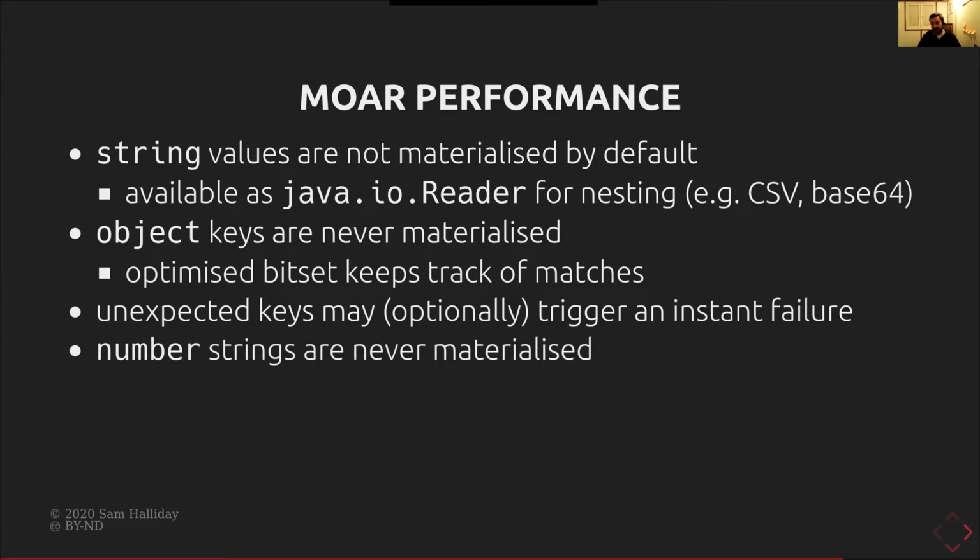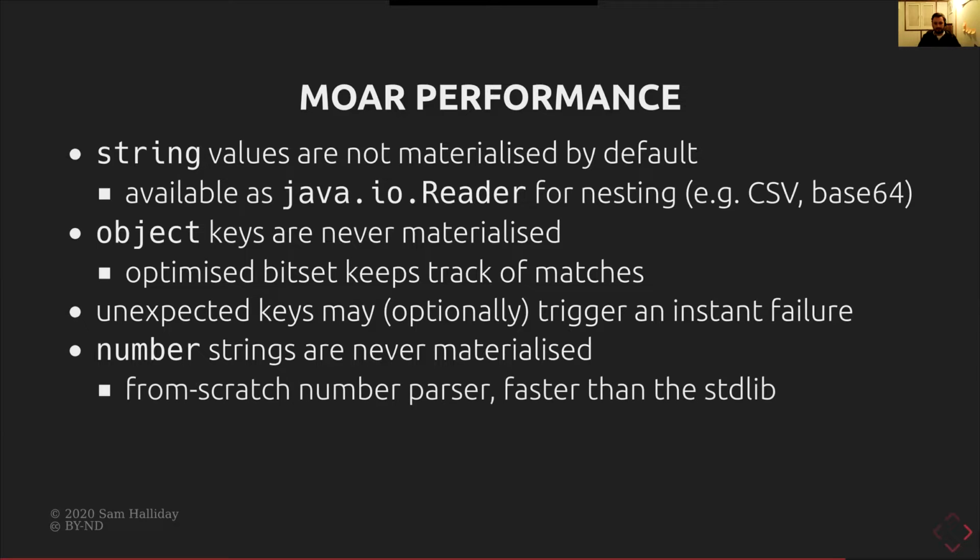And numbers are never materialized, so we're saving some space there, especially against the death by 1,000 zeros attack. We're now not even loading that into a string, and all the other frameworks do, even if they're not susceptible to an actual CPU attack. They're still susceptible to a memory attack. Whereas with this parser, there's zero memory cost whatsoever to that. And the from-scratch number parser is actually faster than the standard library one, which is interesting. So it can be reused for other things like that.